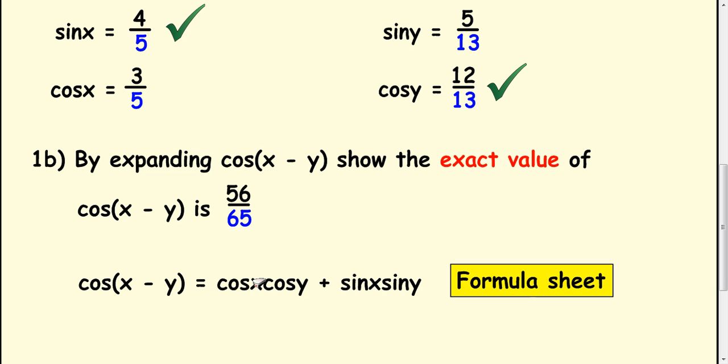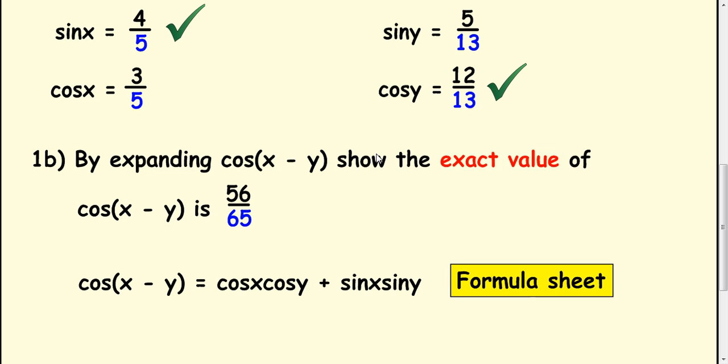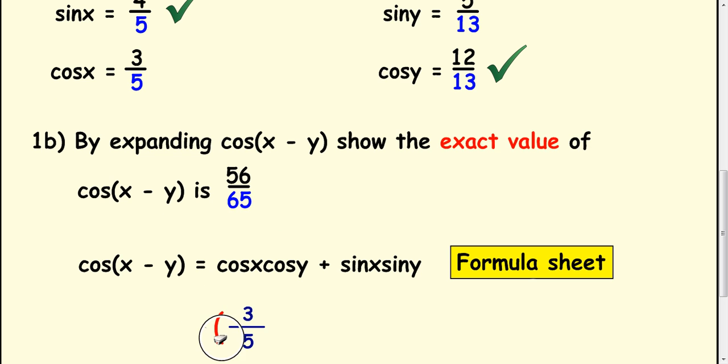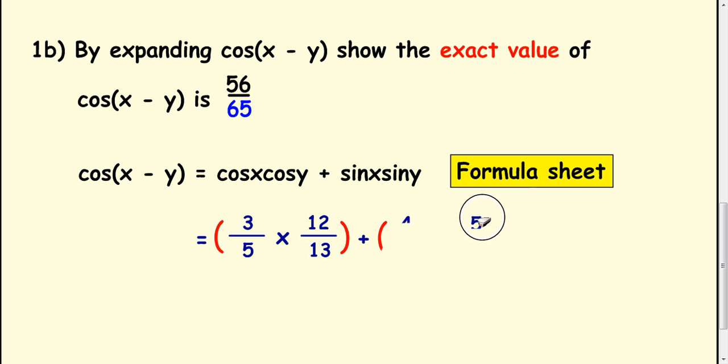So you'll see we need cos x times cos y. So we've already done the work for that up here using our triangles. So cos x is 3/5 and cos y is 12 over 13. So we can write that in. 3/5 times 12 over 13. And then we can do sin x times sin y. So that's going to be 4/5 times 5 over 13.